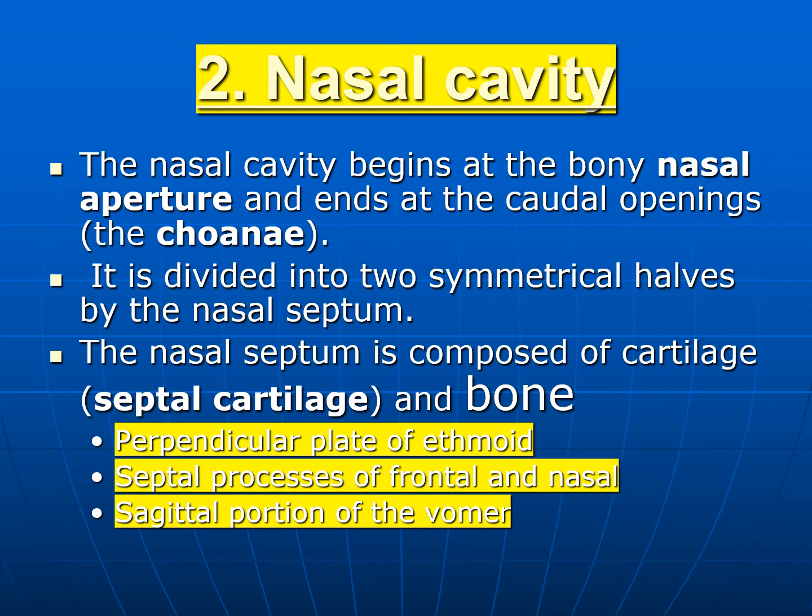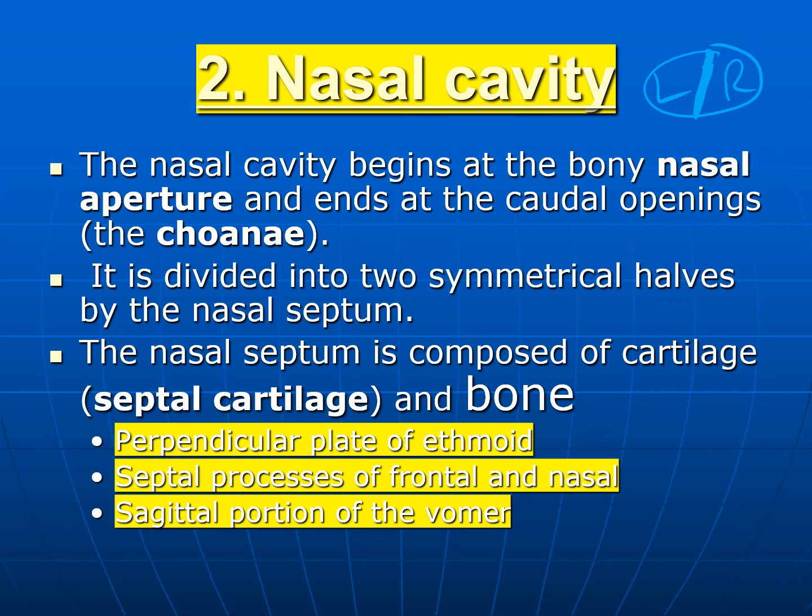The second cavity is the nasal cavity. If you remember, the nasal cavity is divided by the nasal septum into right and left nasal cavities. We have the opening to the exterior, to the outside of the body, through the external nares, and also the opening to the pharynx through the caudal opening, which we call the choanae.